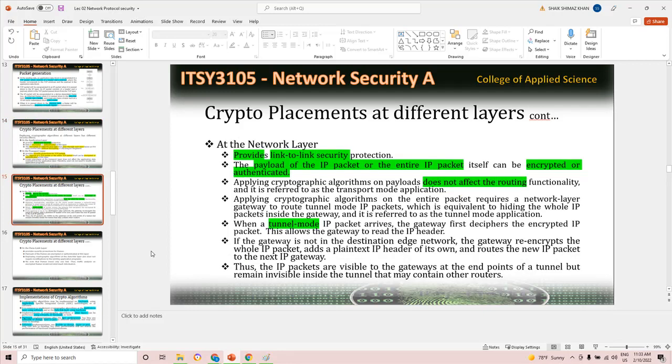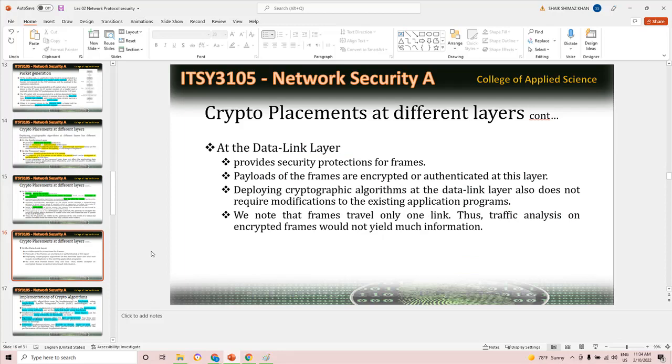At the network layer, it's link-to-link security. The payload of the IP packet, or sometimes the entire IP packet in tunnel mode, is encrypted or authenticated. It does not affect the routing. Tunnel mode is used when the entire IP packet is encrypted. That's all.